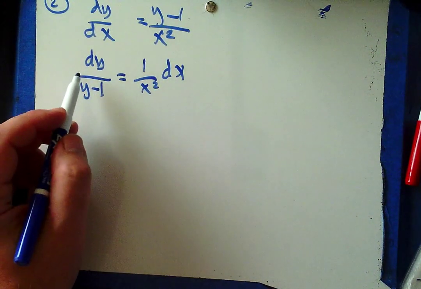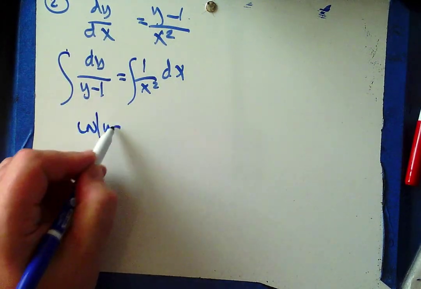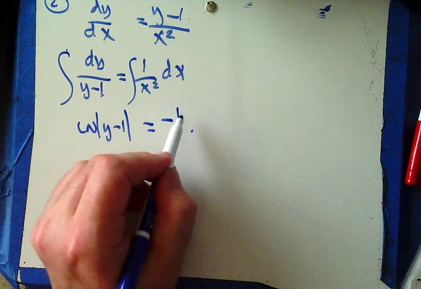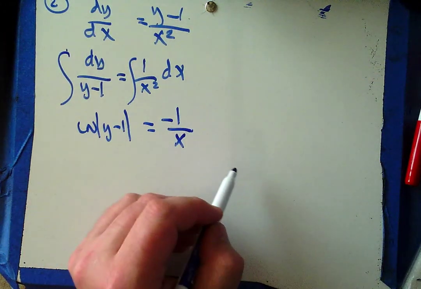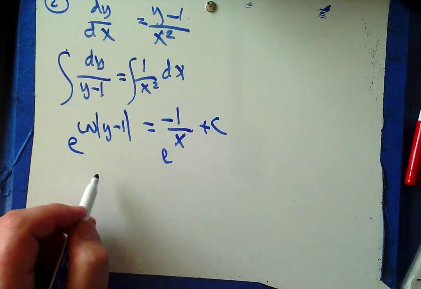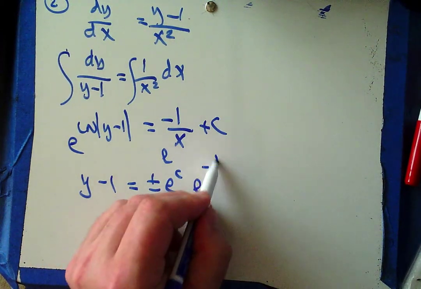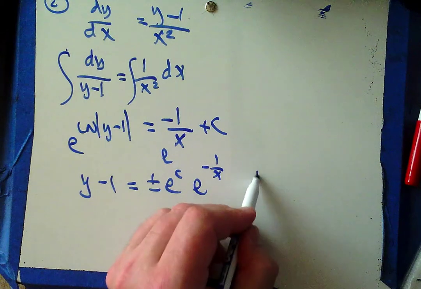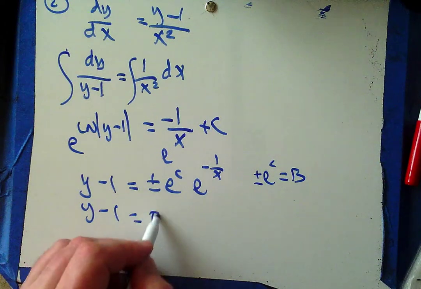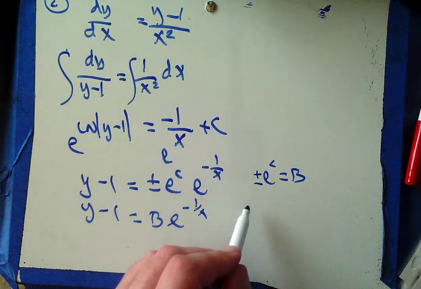Okay, so I need to integrate both sides. This is ln of absolute value y minus 1, and this is negative 1 x to the minus 1, or negative 1 over x, plus c. And then we exponentiate, and we get y minus 1 equals plus or minus e to the c, times e to the minus 1 over x. Let's say plus or minus e to the c equals b. So y minus 1 equals b e to the minus 1 over x. What initial condition do they give us? They give us 2, 0.